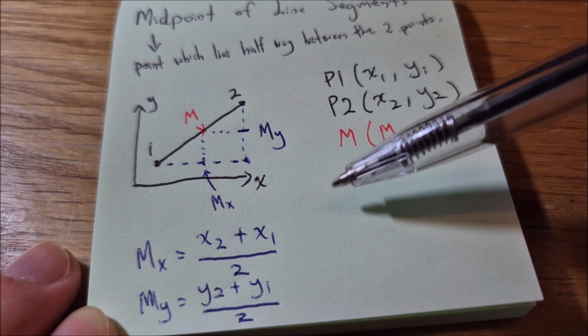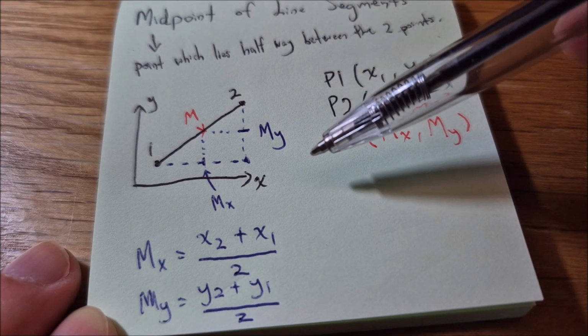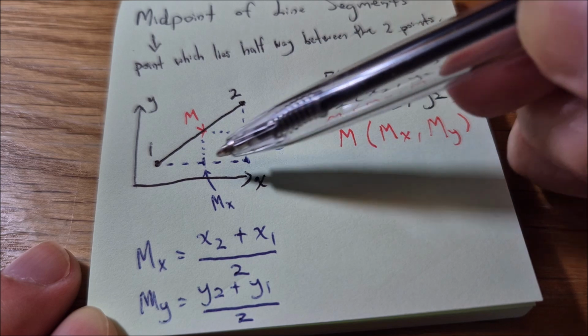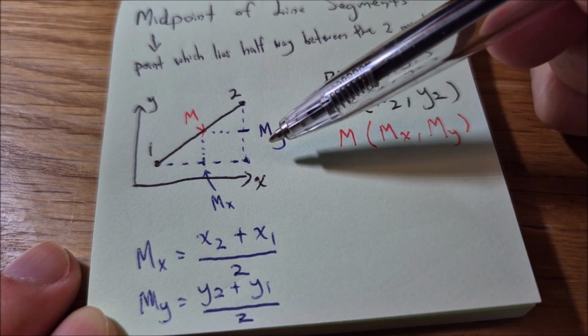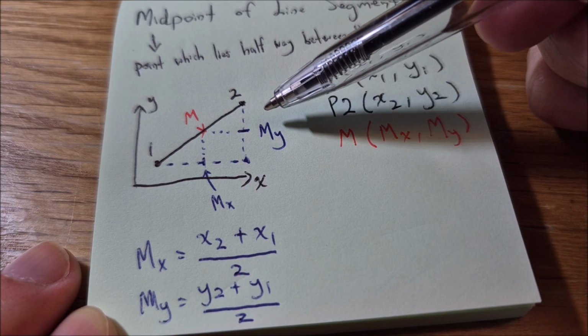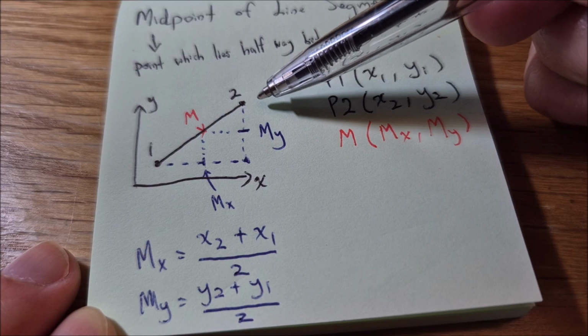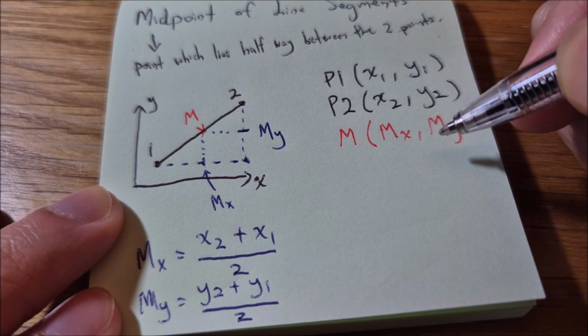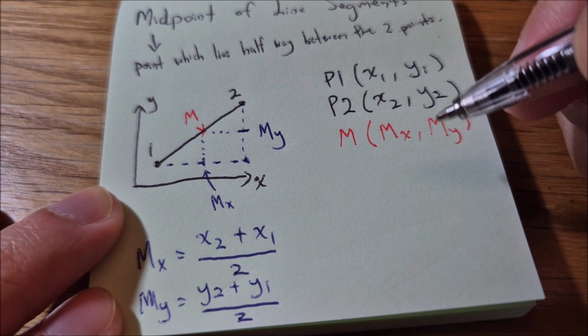Which means, to get the midpoint, we are adding the x coordinates together and dividing by 2. Then, for the midpoint in the y direction, we are adding the y coordinates of the 2 points together, also halving it.